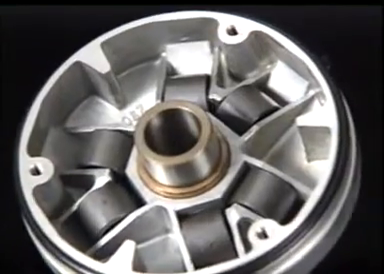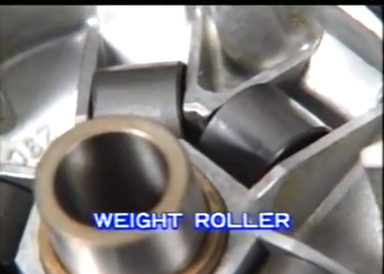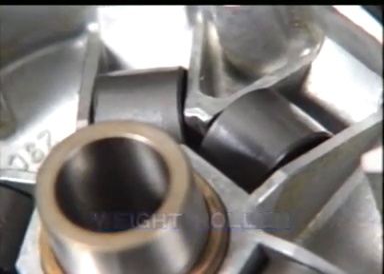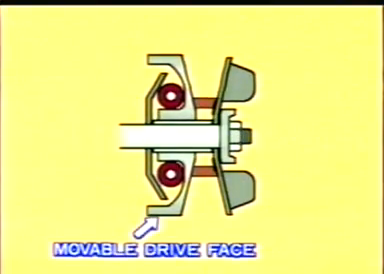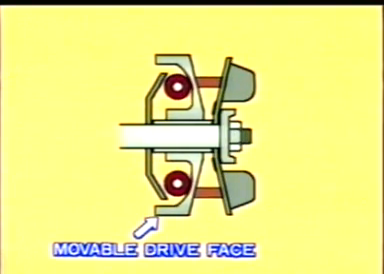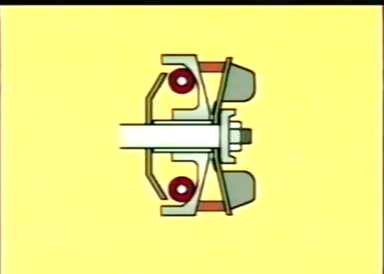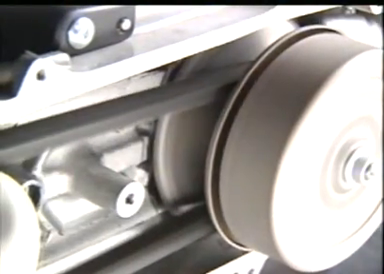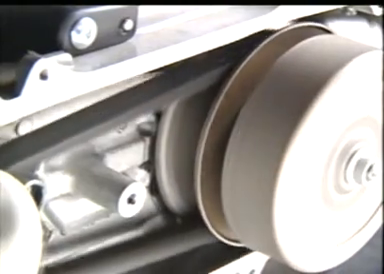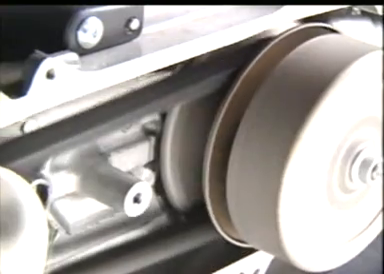The weight roller moves as centrifugal force acts on it, and in turn causes the drive pulley to move. When the centrifugal force pushes the weight roller outwards, the roller presses on the movable drive face, decreasing the pulley width. The drive belt is pushed upwards, increasing the belt diameter, so that the reduction ratio is reduced automatically.